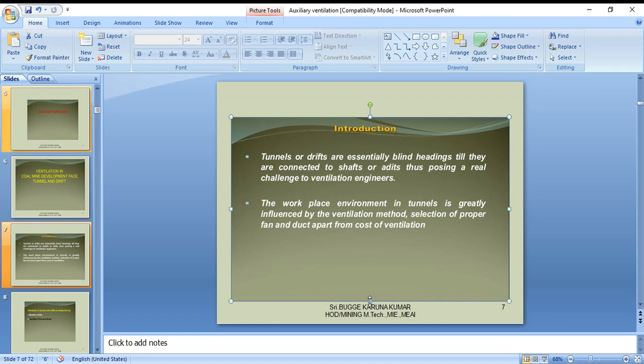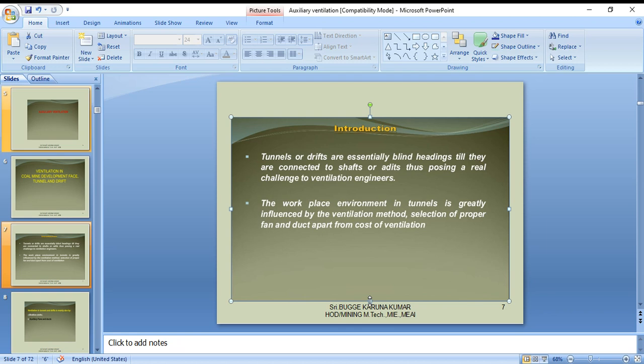This poses real challenges to ventilation engineers. The workplace environment in the tunnels is greatly influenced by the ventilation method. Selection of proper fan and duct, apart from the cost of ventilation. So tunnels and drifts are essentially blind headings.